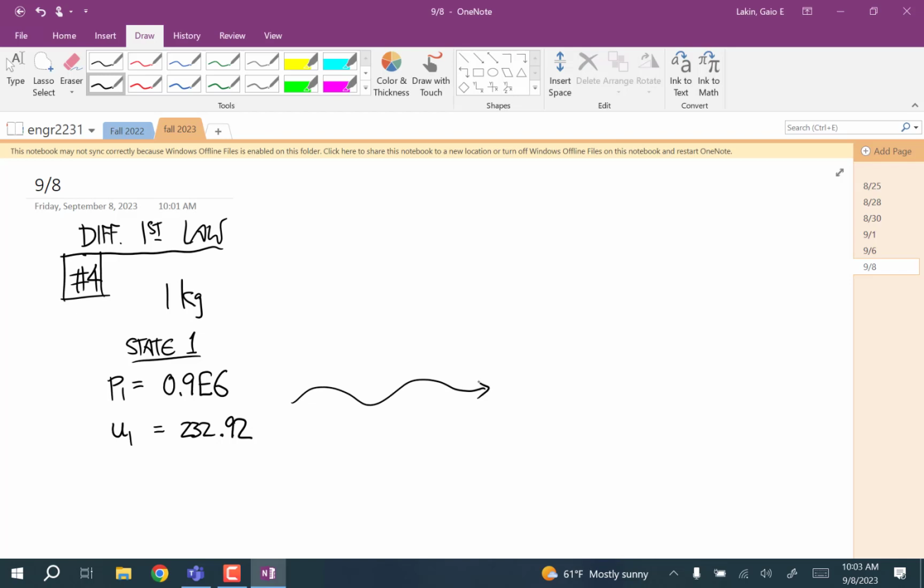And this paddle wheel transfers energy to the system at 0.1 kilowatts. So if energy is being transferred through work to the system, is W dot positive or negative? Yeah, it's negative. So W dot is negative 0.1 times 10 to the third watts.